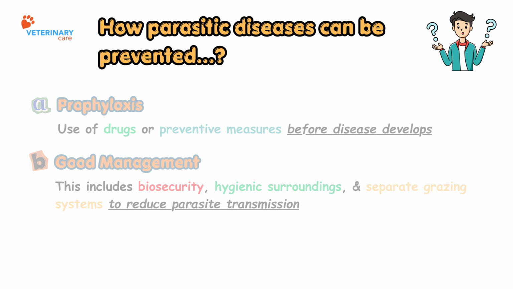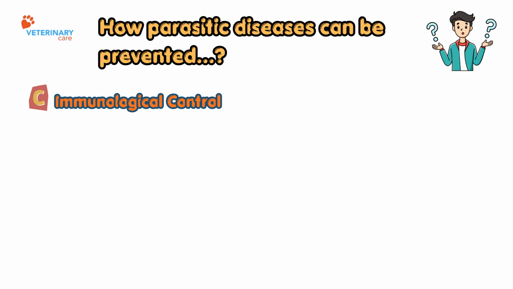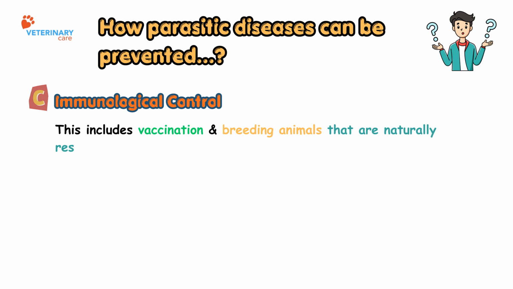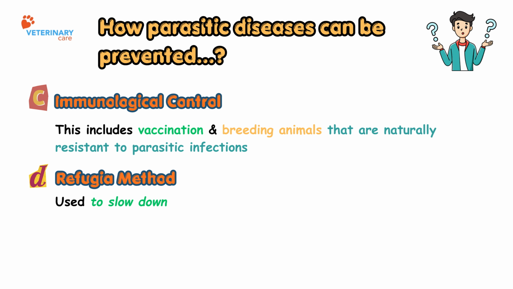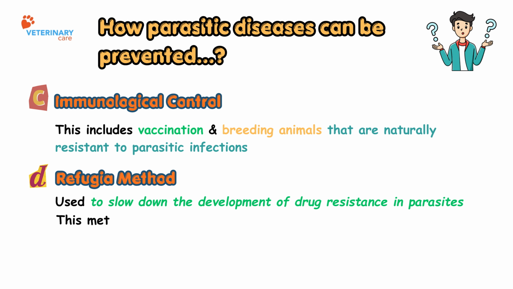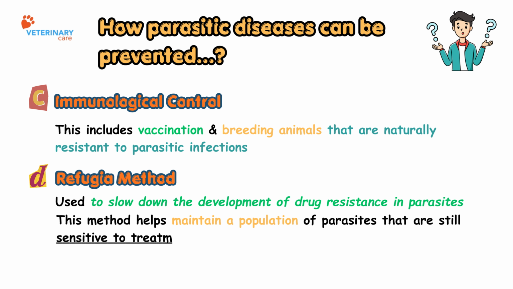Another important method is immunological control. This includes vaccination and breeding animals that are naturally resistant to parasitic infections. Lastly, the refugia method is used to slow down the development of drug resistance in parasites. This method helps maintain a population of parasites that are still sensitive to treatment drugs.